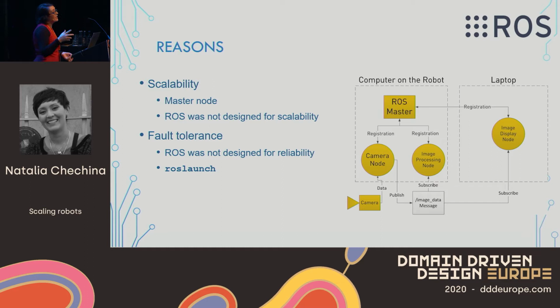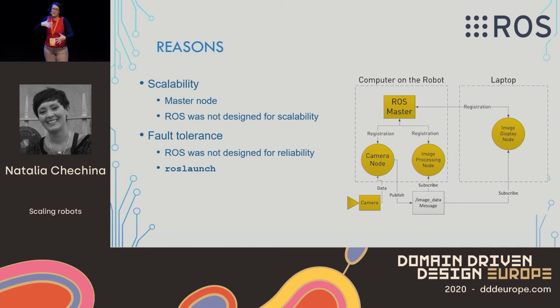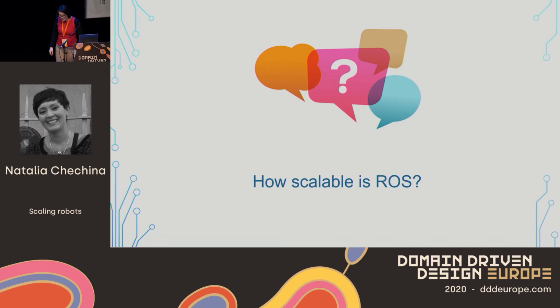ROS wasn't designed for fault tolerance, right? So ROS wasn't designed for scalability, and ROS wasn't designed for fault tolerance. That's the thing, right? So people say it doesn't work. Well, the reason it doesn't work is because it wasn't designed for it. And there are some hacks called ROS launch that provide some reliability and these kinds of things. So then the question comes, so how scalable is ROS?